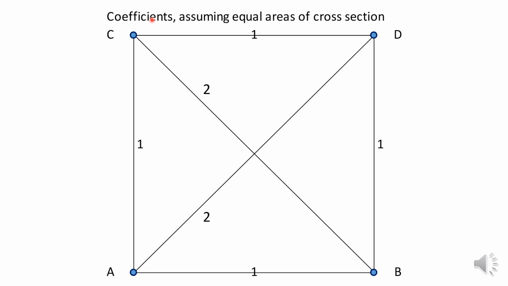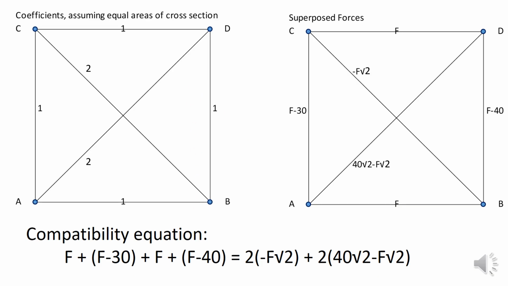So I'm putting the coefficients here on a diagram. It's a square, so you can think of the sides as being 1 unit each, and on the diagonals the square of root 2 will be 2, so you have 2 as the coefficient on the diagonals. So here I'm putting the previous two diagrams together. These are the coefficients and these are the superposed forces. The compatibility equation is this, which we obtain by multiplying the coefficient times the corresponding force.